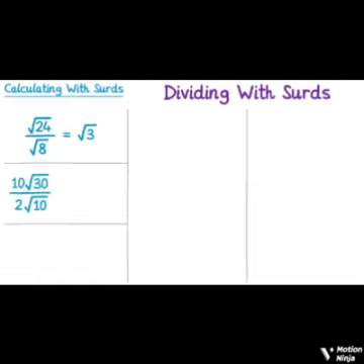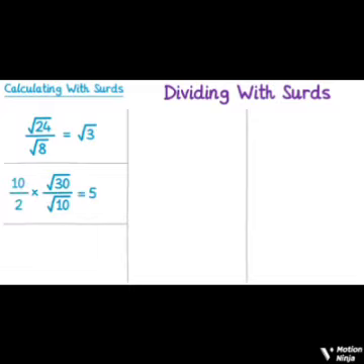What if we had this one here? 10 root 30 over 2 root 10. Well, if we put those multiplication signs back in, we can actually write this as the product of two fractions. So it's 10 over 2 times root 30 over root 10. If we start with the 10 over 2, that's just 10 divided by 2, which is 5.